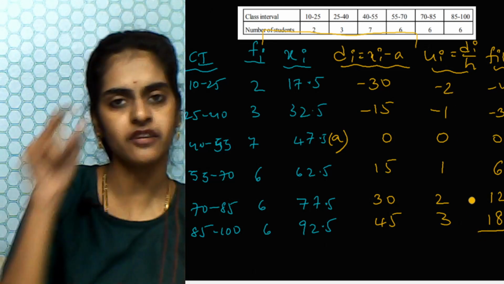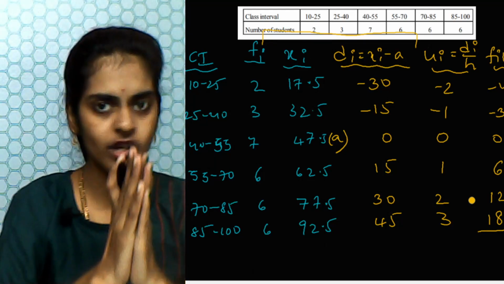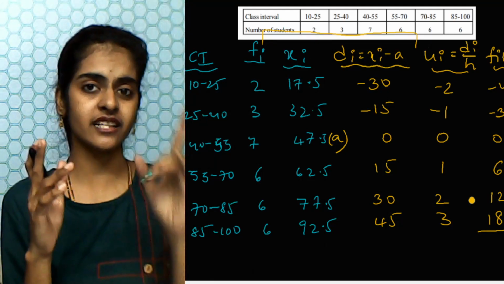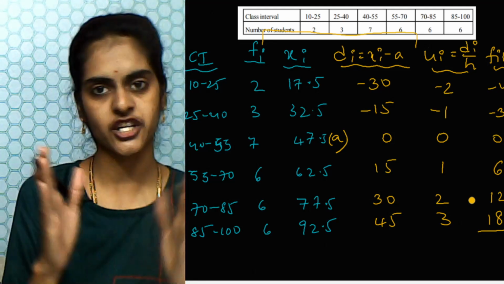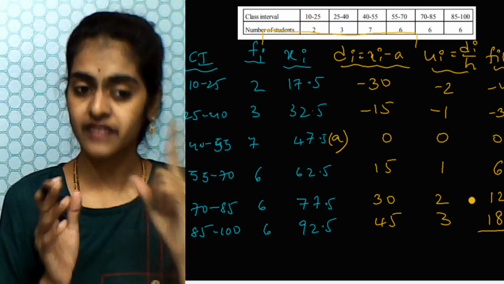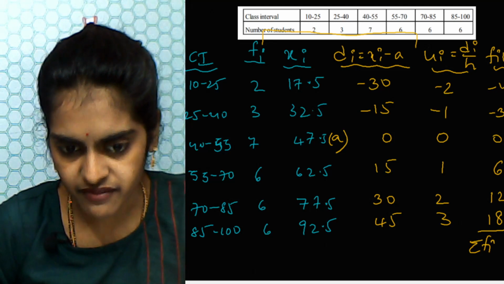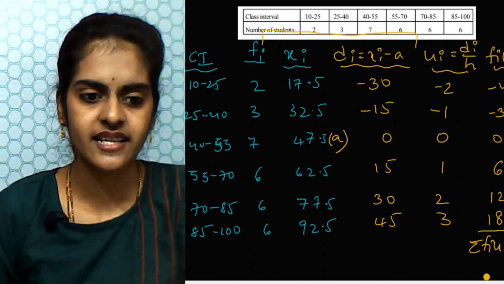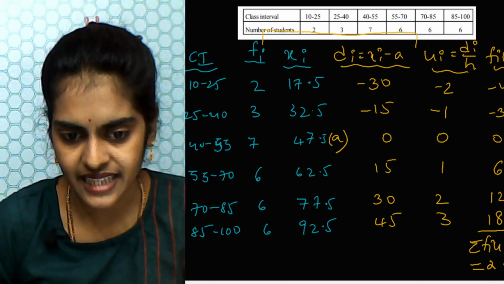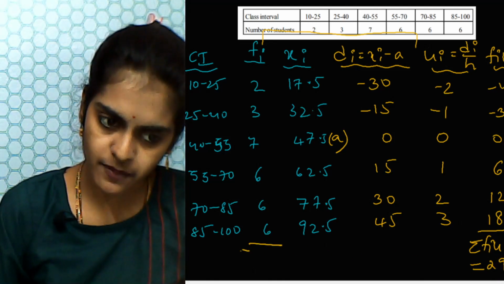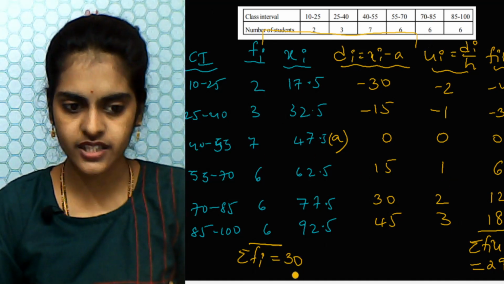Now the final step. For whichever value you are calculating, you are calculating frequency into something else, isn't it? In the first method you calculated frequency into class mark, fixi. In the second method, frequency into deviation, fidi. Now frequency into ui, fiui. So you will take the summation of fiui here. Adding all this you will get 29. And the summation of frequency is always the same, so you will get 30.